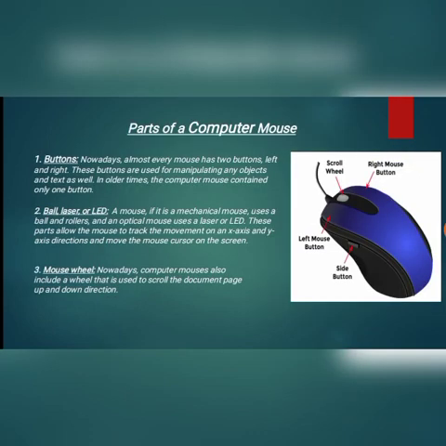Parts of a computer mouse. Buttons. Nowadays, almost every mouse has two buttons, left and right. These buttons are used for manipulating any objects and text as well.